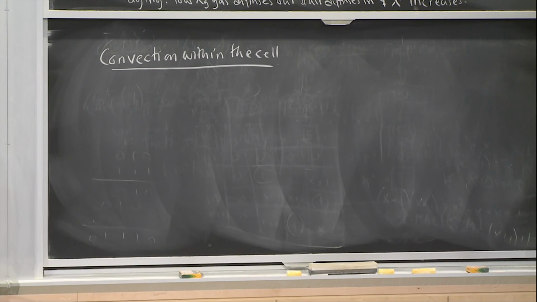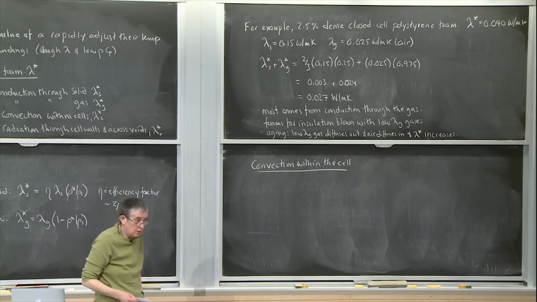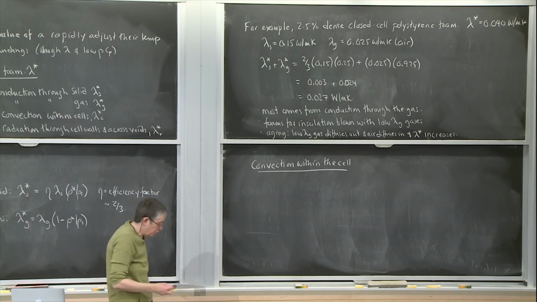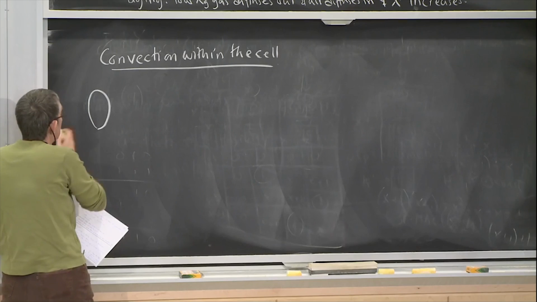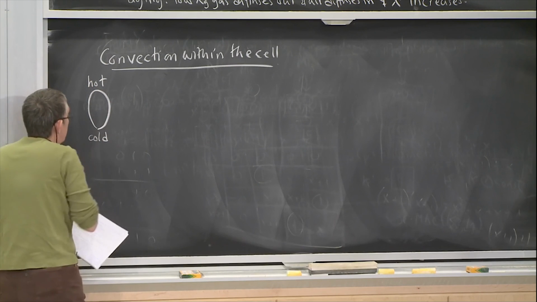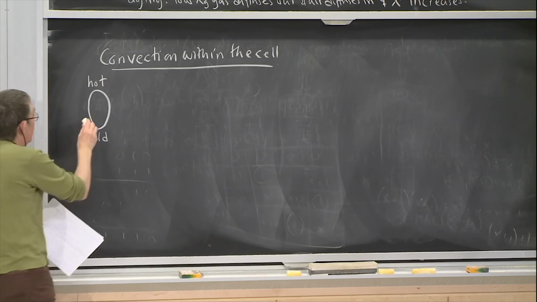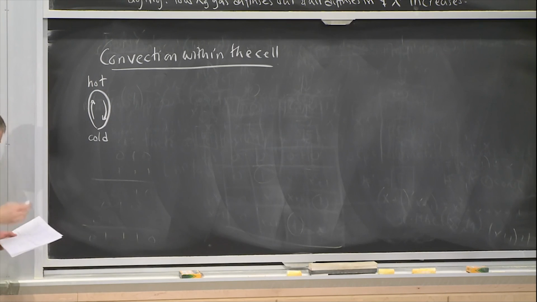Okay, so that's the conduction. And then the next contribution is from convection. So imagine we have one of our little cells here, and it's hotter on that side than it is on that side. Then hot air is going to rise, cold air is going to fall. So you get a convection current set up.